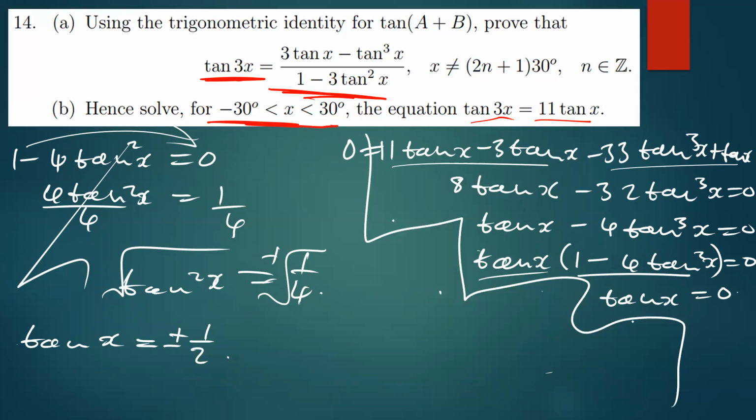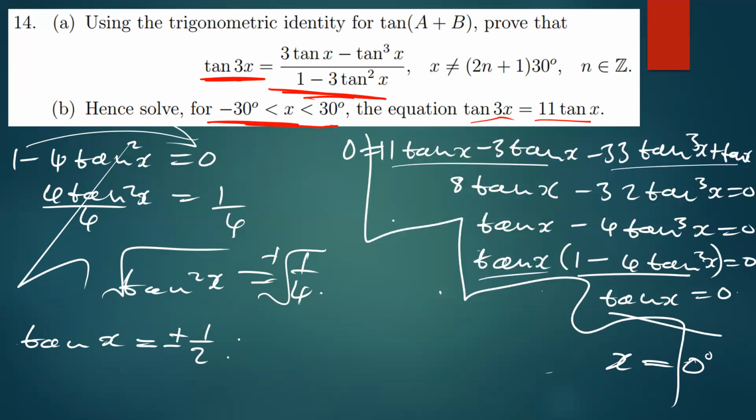So the first solution will come from tan inverse of 0. Tan inverse of 0 will simply give you 0 degrees. So the first value of x will be 0 degrees. And then the other values of x will come from these two here.